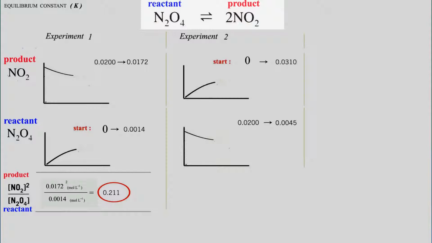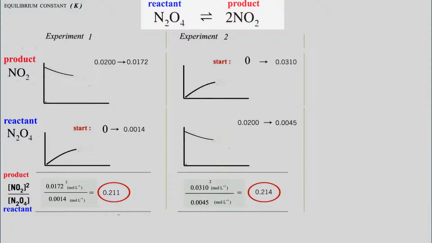If I put the product over the reactant, remember the product is to the power 2, over the reactant, and now I do the same on the second equation, product over the reactant, you realize this hidden rule of the K constant will show they both equal 0.2, 0.21.